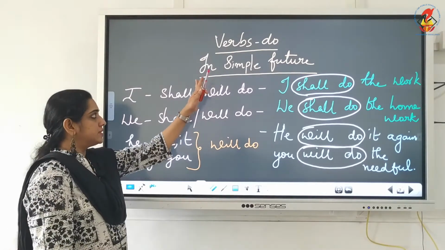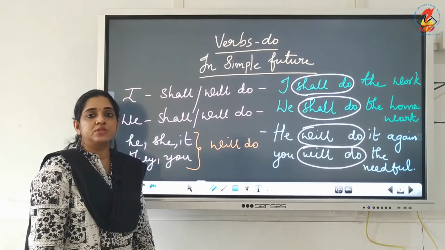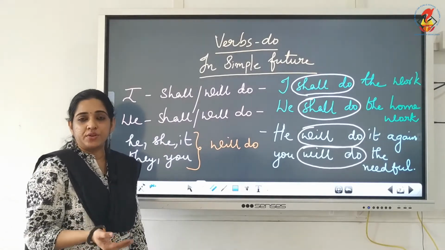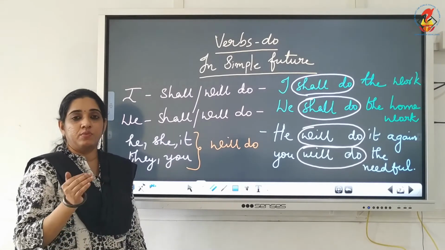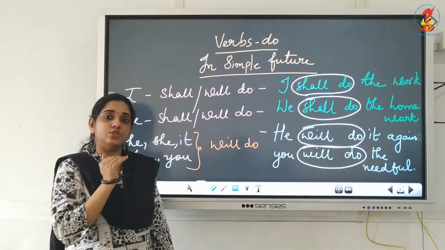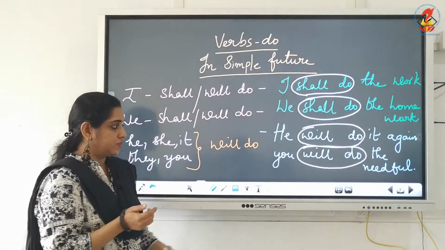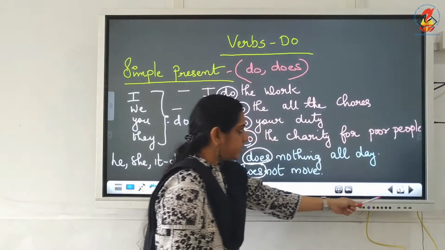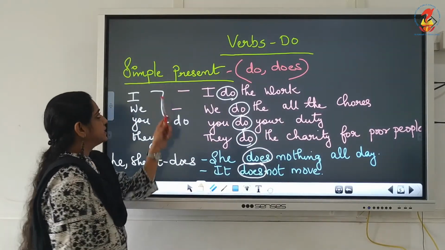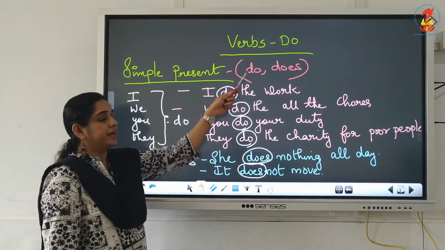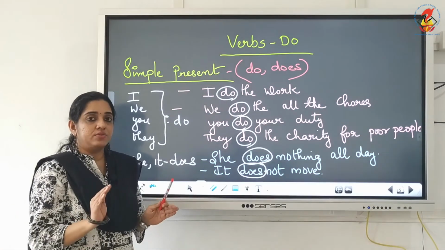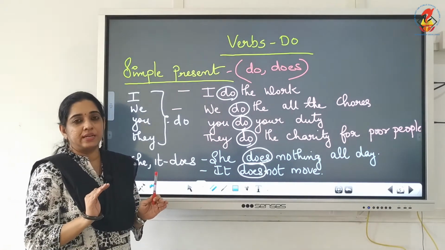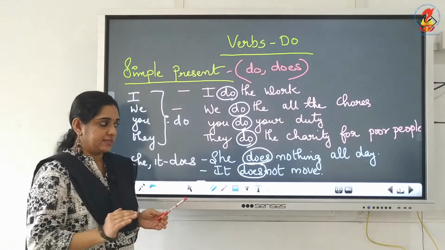So all these do forms of the verbs, how can you categorize them? Do forms of the verbs can be divided into 3 tense forms. Which are they? Once again we are recalling what we studied. Simple present: do and does are used. Whenever you see do or does, remember that is simple present.